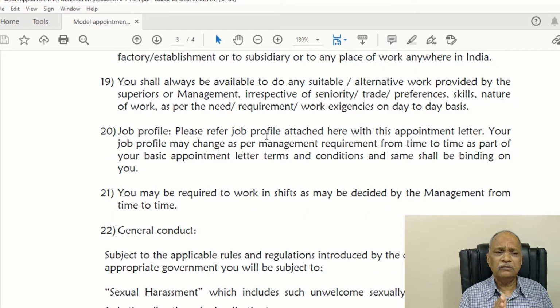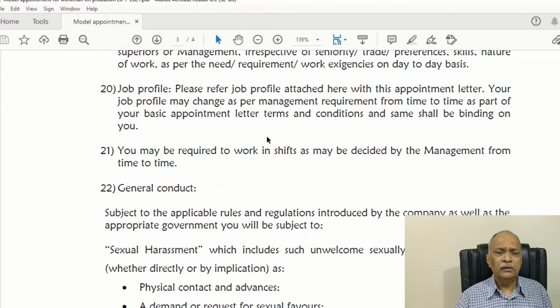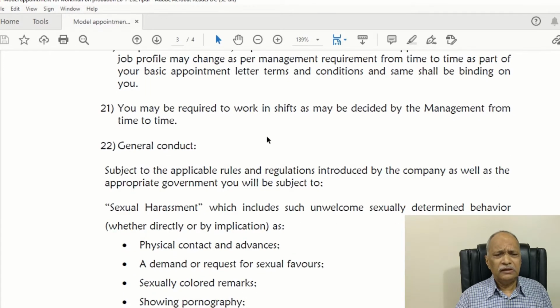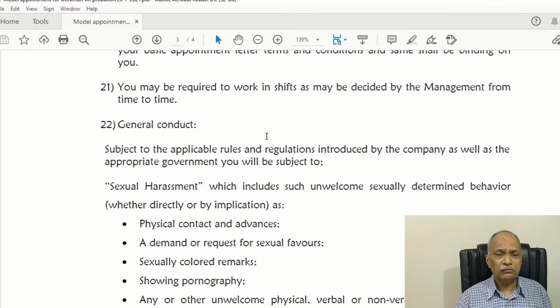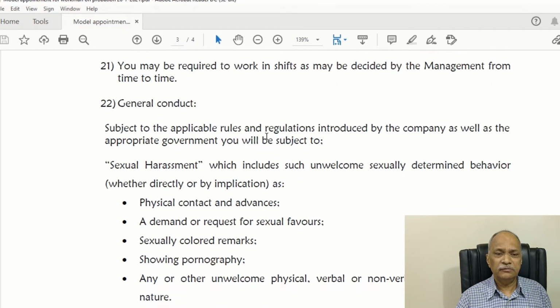Company has to also attach job profile along with your appointment letter. Once the job profile is given, both the parties are very clear about the duties of the workman, at the same time what he or she is supposed to deliver to the organization and what organization can expect. At the same time, many companies work in shifts, so it is binding on workmen to work in various shifts.